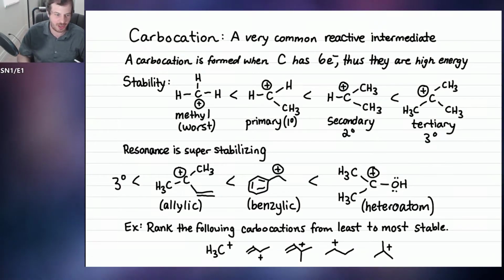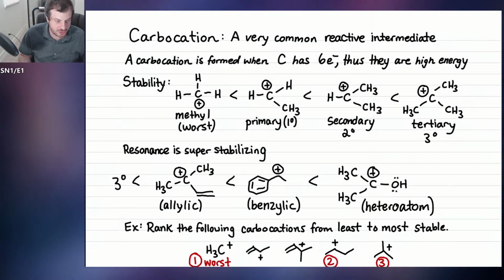Okay, you had a chance to pause. I'll tell you the answer now. So the least stable is going to be the methyl. Methyl is always the worst. Okay, and then next up we're going to have our secondary carbocation, which is bad, but a little bit better. Then comes the tertiary carbocation. Better still, there's 3 carbons attached to that plus charge.